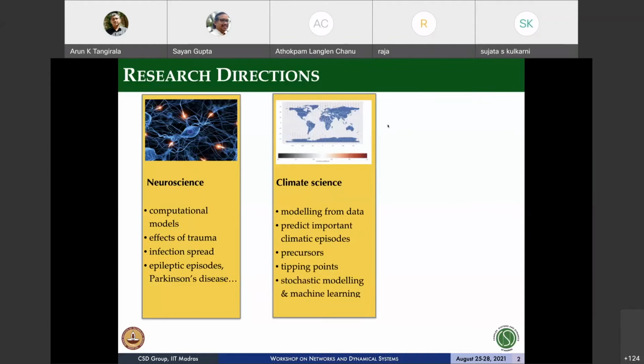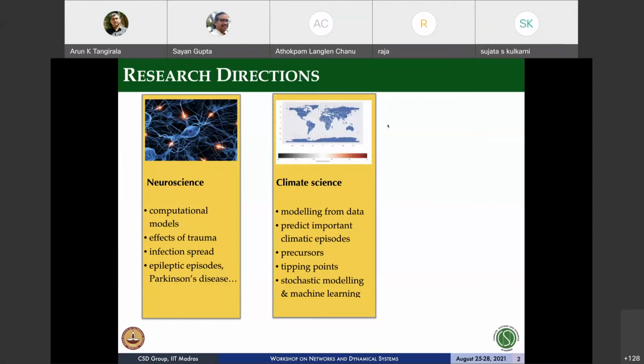And the other research direction takes us to the atmospheric world, the weather and the climatic world, where once again we are interested in modeling, predictions, and looking for precursors, let us say, to extreme events. And as Shayan did mention, uncertainties are integral. Randomness is integral to almost every complex system that you see. And therefore, stochastic modeling is one of the ways to go.